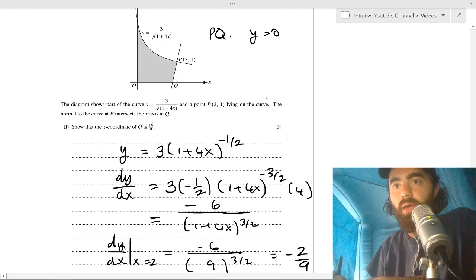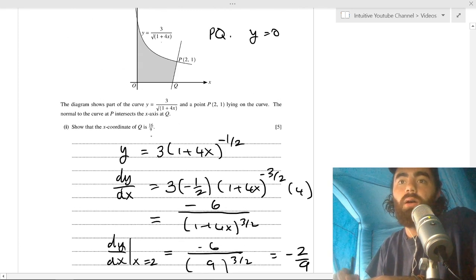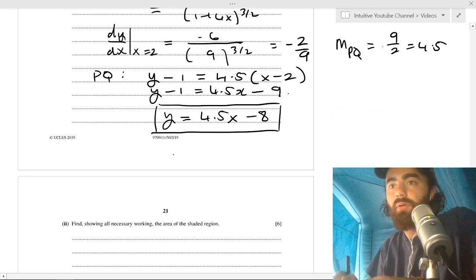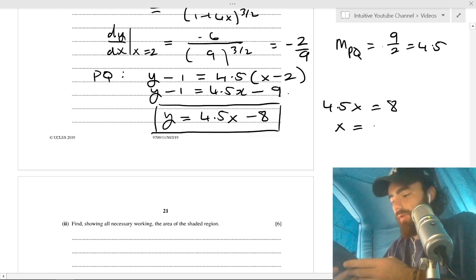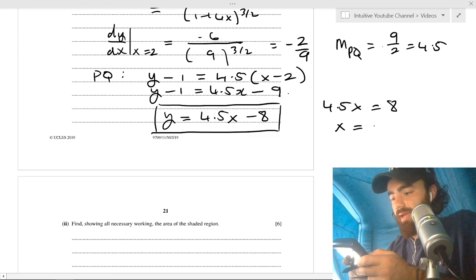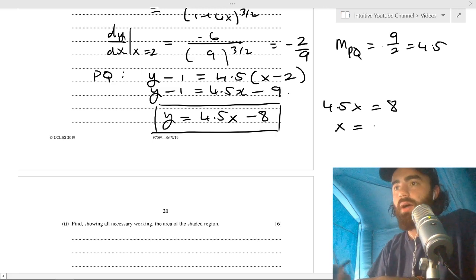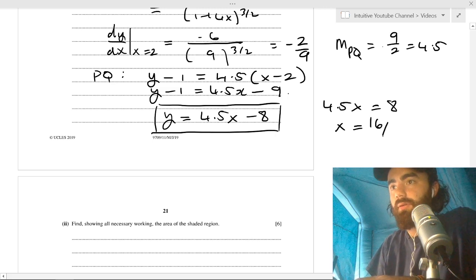Finally, after all of that, we can get our Q point, which is when y equals 0. So when y equals 0, we get 4.5x equals 8. So we get x equals 8 over 4.5, which you can see will be the same as 16 over 9, which is exactly what they wanted.